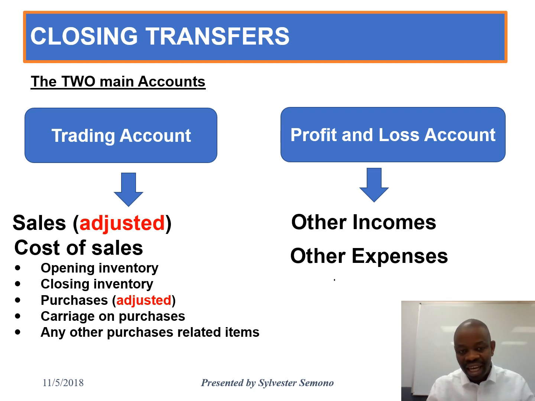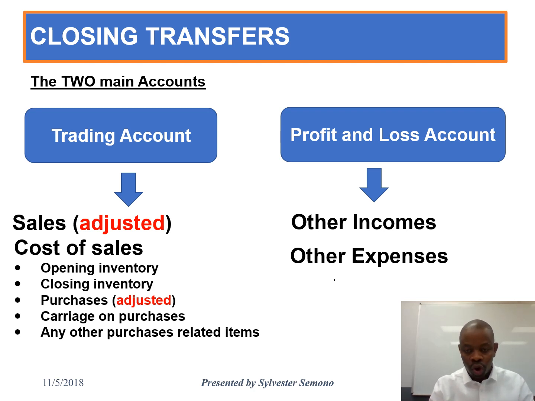Why do we say other incomes? It's because sales are also incomes, but we still have other incomes other than sales, like rent income, commission income, etc. The same applies to other expenses. Why do we say other expenses? Because the main expense is the cost of sales. The other expenses can be what? Telephone, advertising, salaries, etc. So we need to make sure that we know the items to record in the profit and loss account. I hope at the moment we are getting the point.